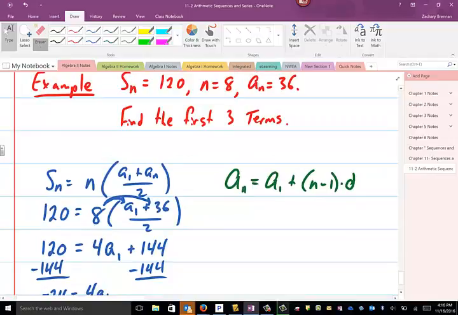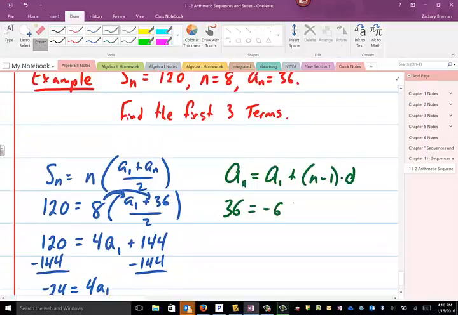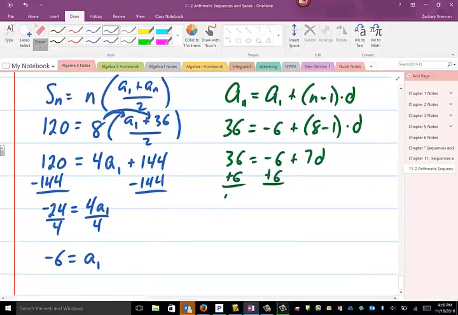A sub n, did it tell me in the problem? Yes, it did. It said it was 36. A sub 1, it didn't tell me, but I just found it. It was negative 6. The number of terms was 8 according to this, so it's 8 minus 1 times D. There, that's the missing piece. 36 equals negative 6 plus 7D. Add 6. That's going to be 42 equals 7D. I'll divide by 7, and I get 6 is equal to D.